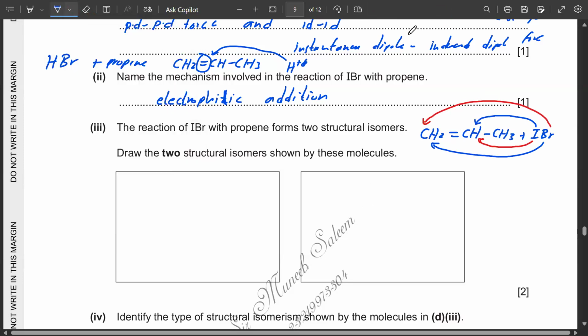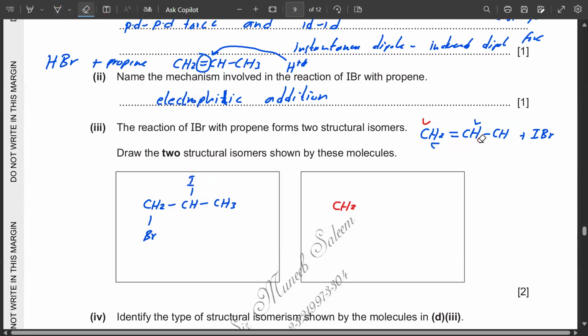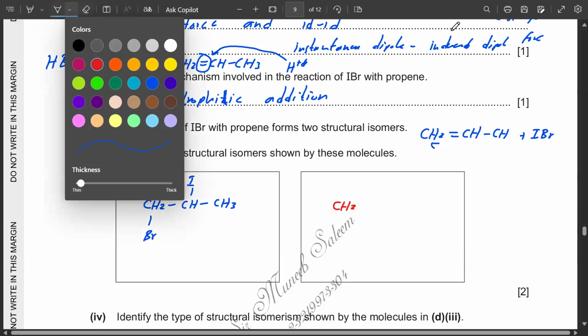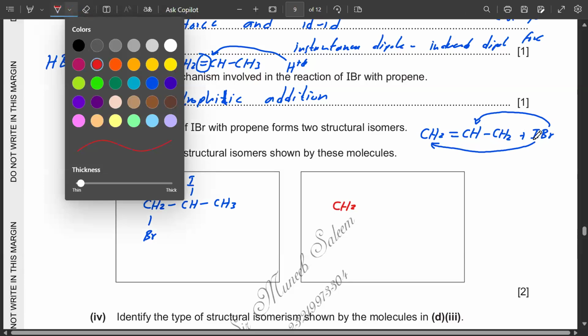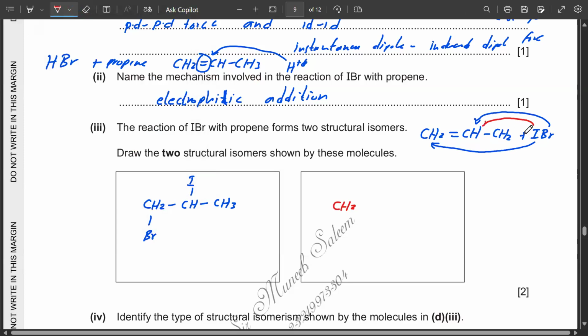So the one indicated by the blue arrows, I will first write the structural formula of that compound. So CH2 bonded with the bromine, and then CH bonded with the iodine, and then CH3. And the second, labeled by the red arrow, so CH2 bonded with the, I have mistakenly shown the same thing. As I said, in one case the iodine will go on this carbon and bromine will go on this carbon. And in the second case, the iodine will go on this carbon and the bromine will go on the first carbon.